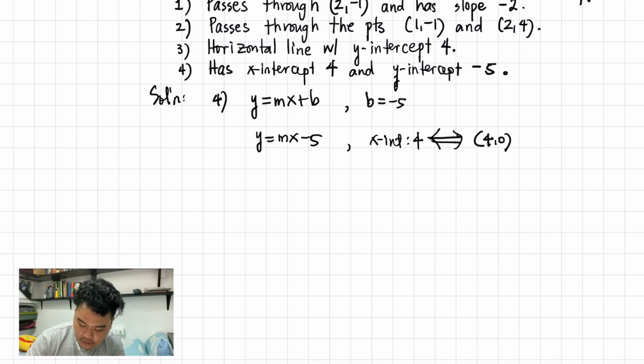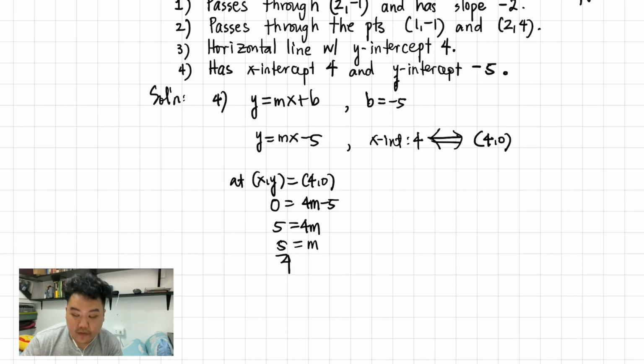So x is 4, y is 0. So at xy equal to 4, 0, we get 0 is equal to 4m minus 5. So we get 5 is equal to 4m. So m is, divide both sides by 4, 5 over 4. So the equation of the line is y equal to 5/4 x minus 5.